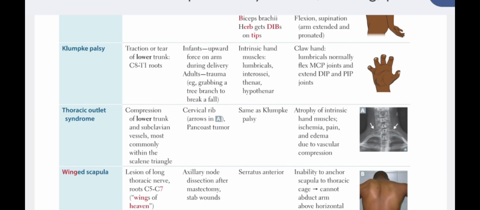Cervical rib is basically an extra rib, as you can see here in the X-ray that is shown. It can also result from a pathological condition such as Pancoast tumor. Thoracic outlet syndrome is similar to Klumpke palsy, and it results in atrophy of intrinsic hand muscles, along with ischemia, pain, and edema due to vascular compression.